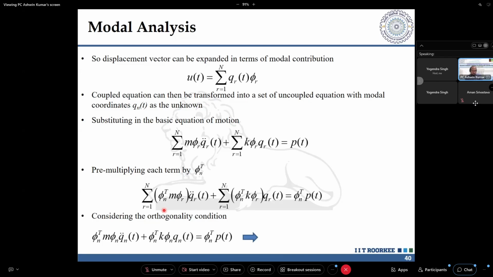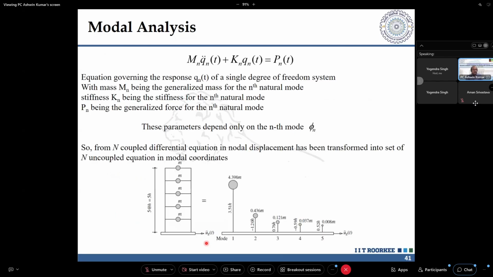If I multiply the LHS and the RHS with respect to phi n of t, due to orthogonality I get this particular equation in an uncoupled form, right? If you multiply phi 1, the mode shape corresponding to the first mode, with the mass matrix or the stiffness matrix, phi 1 transpose k phi 1, what you get is a k matrix which is uncoupled, which is only a diagonal matrix. So what does it mean?